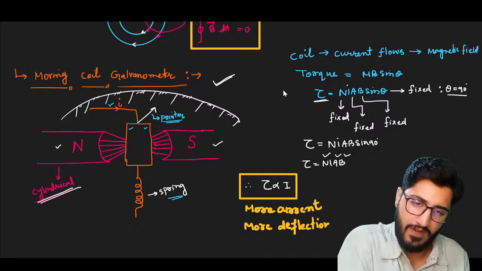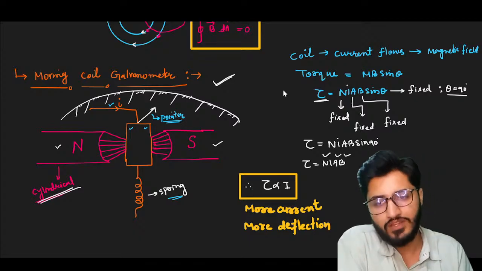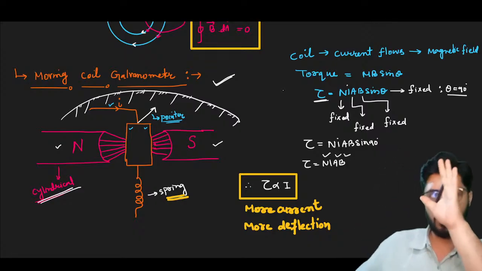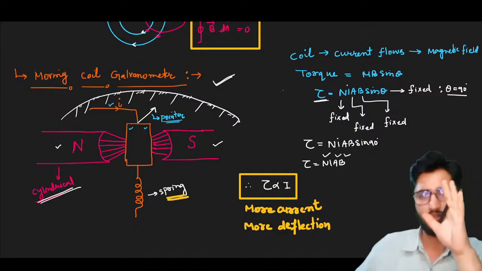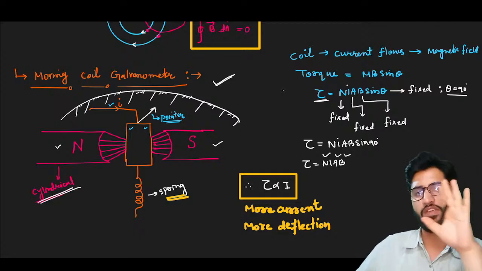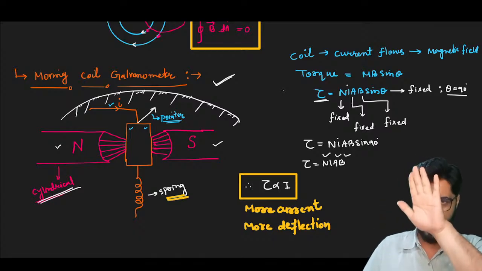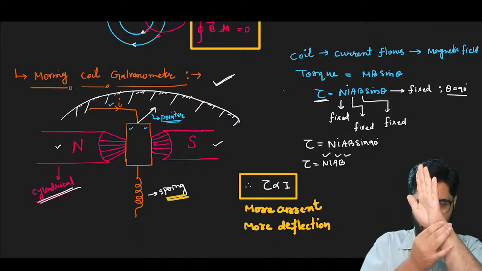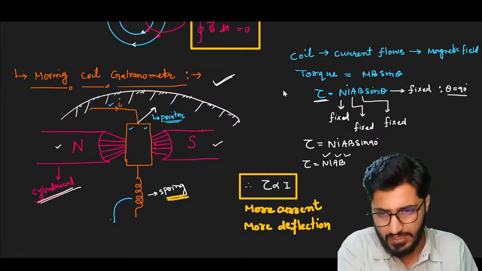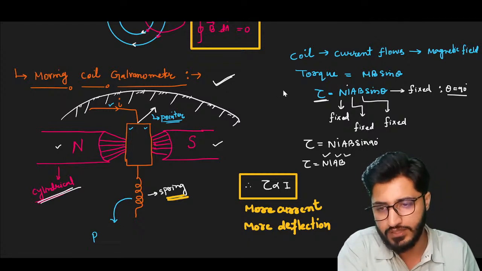Now, what is the use of this spring? When this coil is rotating, I need to stop it. Let's suppose it is going in this way, so I need to stop it here only. So this spring is providing the restoring torque.